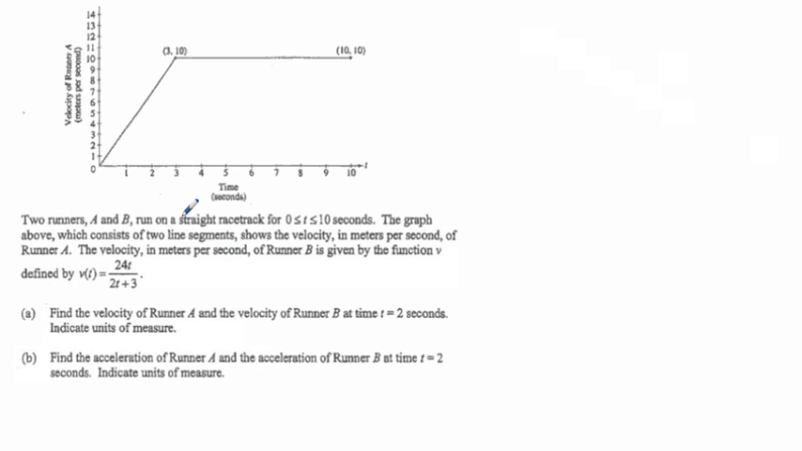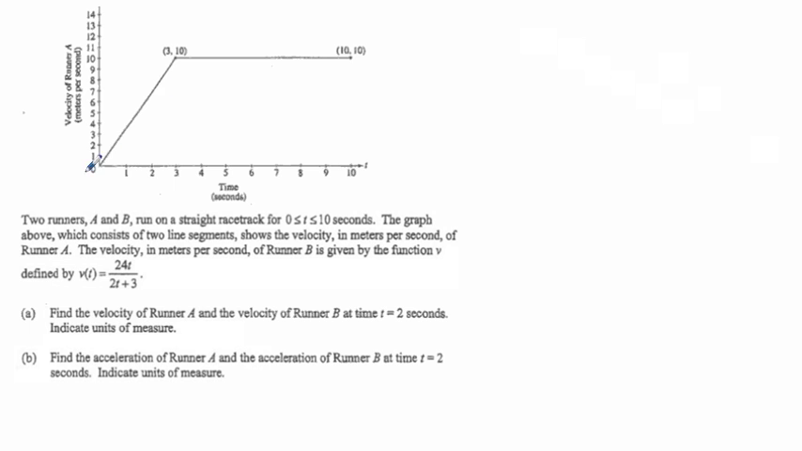So, part A, find the velocity of runner A and the velocity of runner B at time t equals 2 seconds. Well, if we look at runner A and we go up to 2 seconds here to the first line segment, we can come over here and get a velocity of maybe about 7 meters per second, rather. But we're asked to find the exact value, because that's what's being asked.